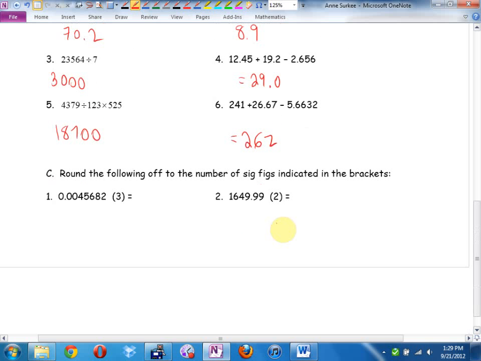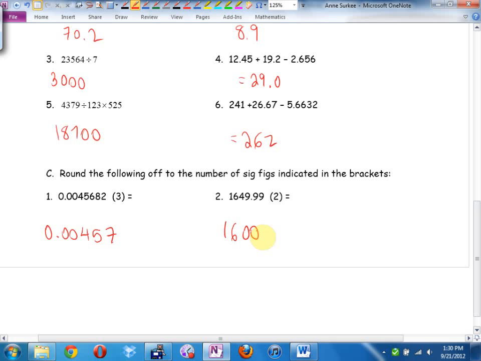C. Round the following off to the correct number of sig figs indicated in the brackets. Okay. Round this off to 3 sig figs. 1, 2, 3 sig figs. And it would be a 7, yes? Because there's an 8 next to it. Round this off to 2 sig figs. 1, 2 sig figs.